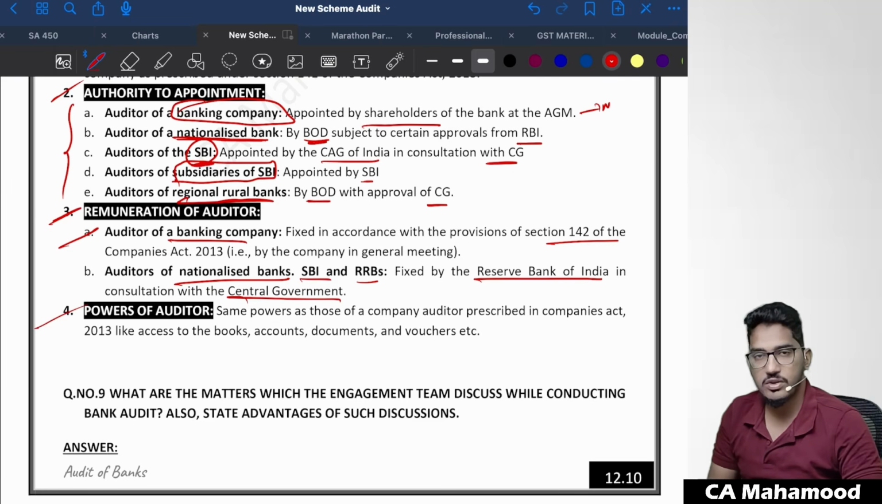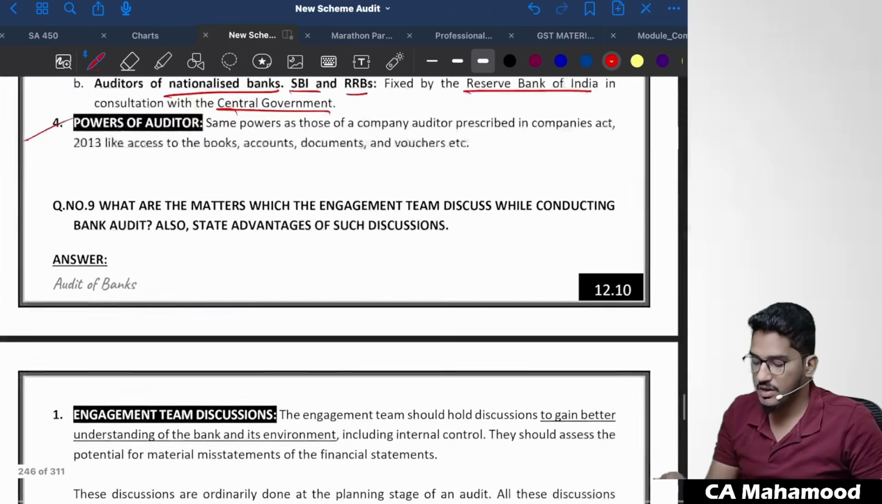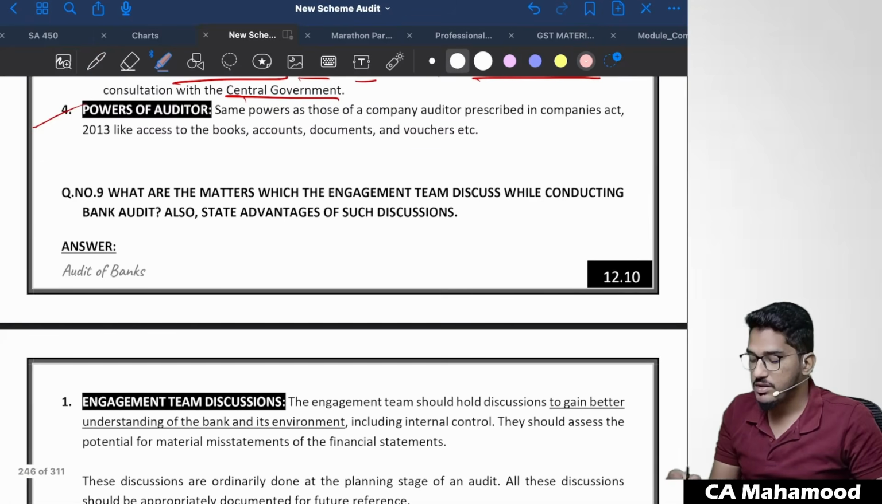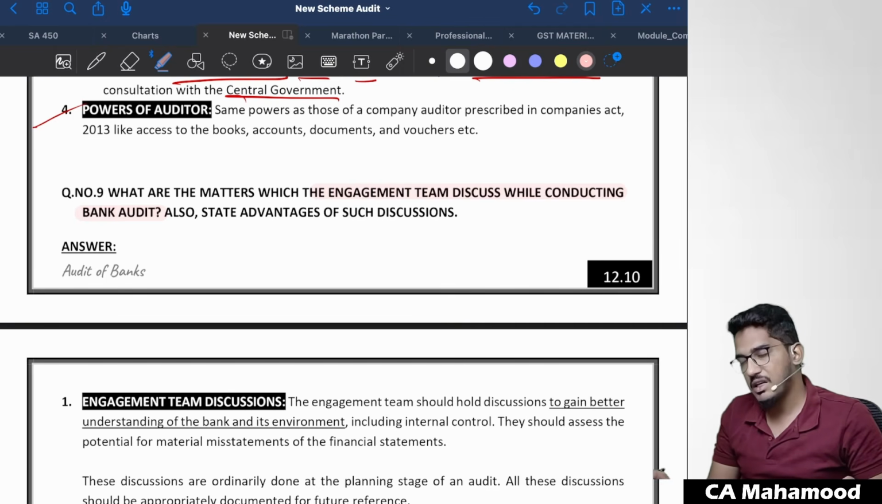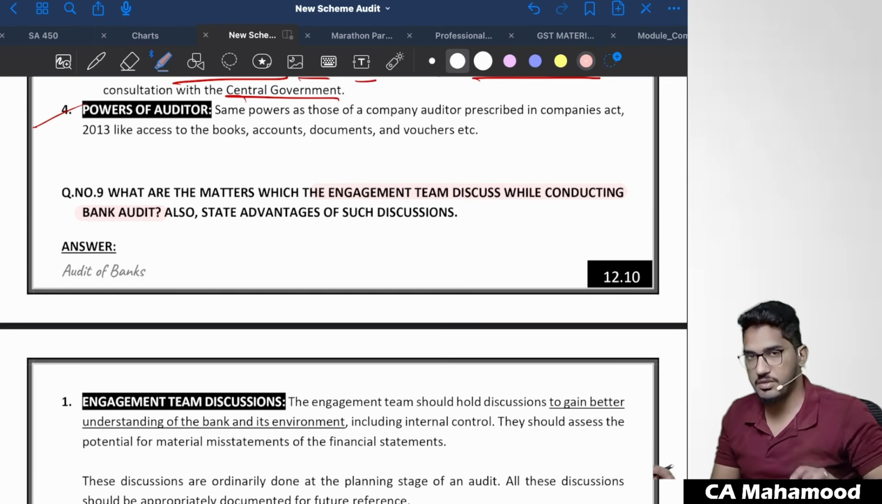Sir, what will be the powers of the auditor? Whatever powers of the company auditors are there, the same powers will be there even for the bank auditor as well. Understood? And here we have one more concept. Sir, what are the matters which the engagement team members discuss while conducting the bank audit? See, not just a bank audit, while conducting any audit, engagement team members generally at the planning stage will have a discussion. In every kind of audit, initially at the beginning, mainly during the planning phase, all the engagement team members will generally have some discussion. Sir, what kind of matters will they discuss?